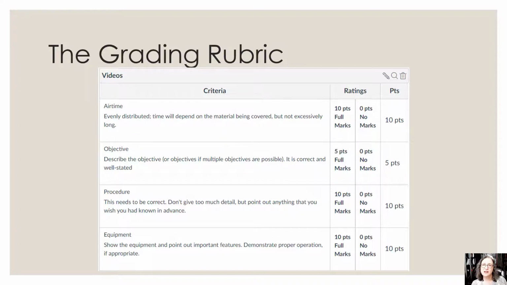There's a solenoid valve in this. Show them where that solenoid valve is, and demonstrate how it can be operated properly. Remember, if you're actually filming this, you need to have a TA present if you're operating the equipment, so you'll need to work on scheduling that.